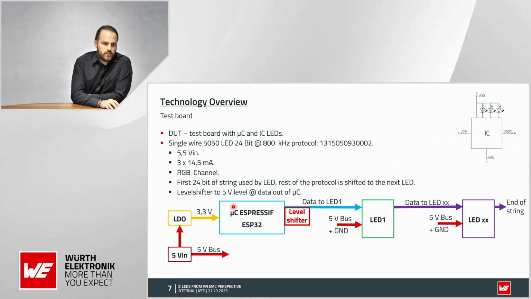In our experiment, we will use an Espressif ESP32 microcontroller working with 3.3 volts, but the LEDs are working with 5 volts. So we will do a board with up to 5.5 volts input, and we will supply the ESP32 with an LDO, and then we need a level shifter from the 3.3 volts to the 5.5 volts of the LEDs.